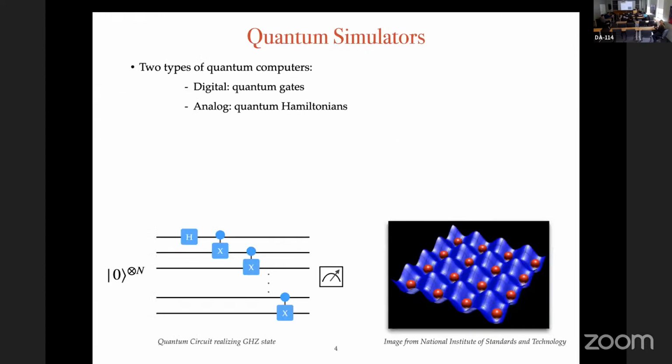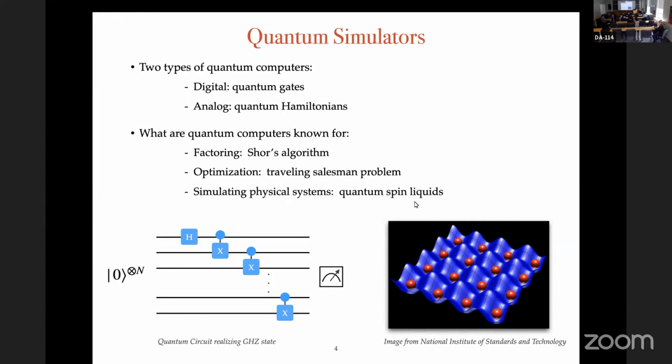So quantum simulators, there are in general two types of quantum computers: digital, which acts on quantum gates, and analog, which acts on the quantum Hamiltonians. These are the two examples: digital acts on the quantum gate, analog acts on the quantum Hamiltonians. What are quantum computers known for? Perhaps they are best known for solving some very difficult tasks, for example, factoring using Shor's algorithm, or perhaps solving some optimization problems, for example, the traveling salesman problem.